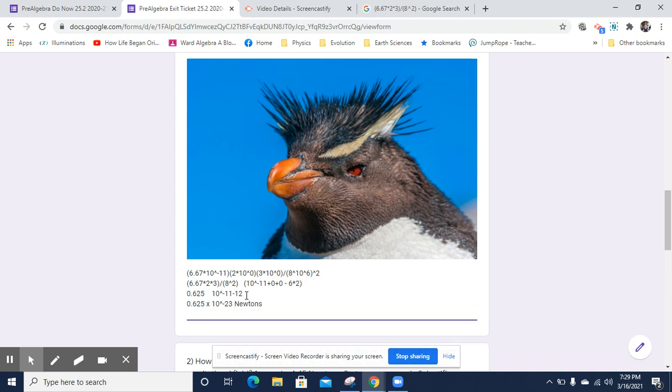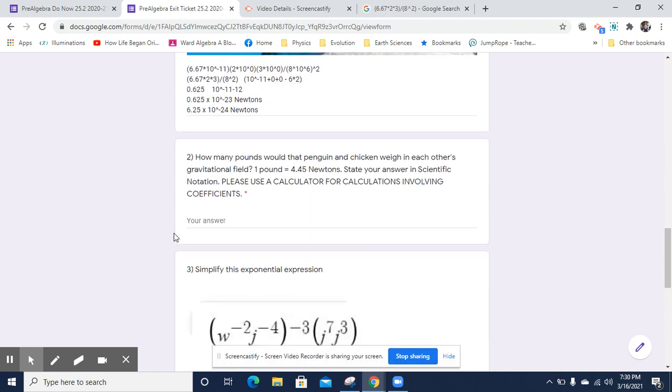Okay, but I need to turn that into scientific notation, so I'm going to move the decimal over 1, which makes 0.625 ten times bigger, so 6.25 times 10 to the, since that got bigger, this has to get smaller, 10 to the negative 24th newtons of force. All right, now that number we need to turn into pounds.